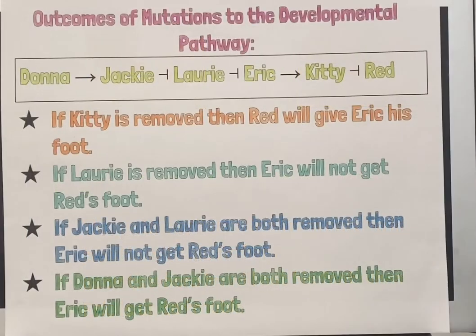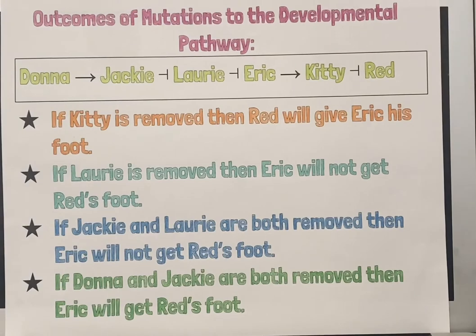So you can see here we have the same pathway, and we're going to talk about some outcomes if you mutated the pathway by removing some people from the pathway. So if Kitty was removed, then Red will give Eric his foot because she is not repressing him anymore. If Lori was removed, then Eric will not get his father's foot because she's not going to be repressing Eric at all.